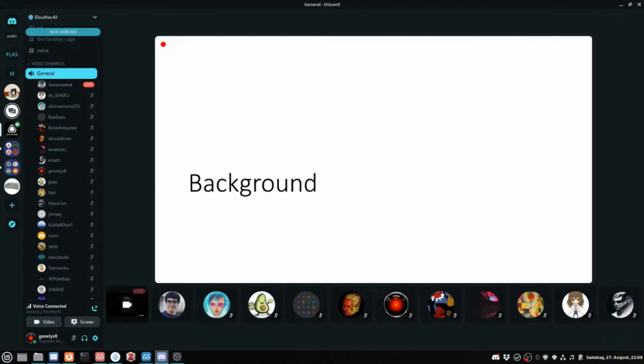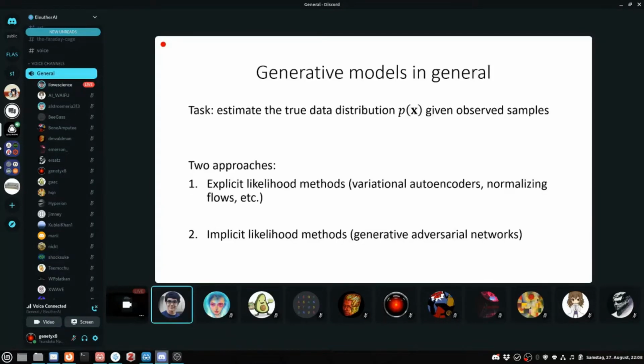With that said, I'll get started with some background about generative models in general. The task of all generative models is to estimate the data distribution given some observed samples, so that we can later sample from that distribution and generate our own samples as well. There are two main approaches that have been very successful over the last few years.